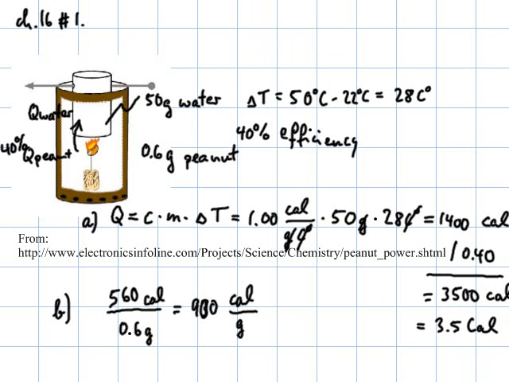Part B says, what is the food value in calories per gram. So what I'm going to do here is divide the number of calories, which is now the correct 3,500 calories, divided by 0.6 grams. And that comes out to around 5,800 calories per gram, or 5.8 food calories per gram. And now the problem is correct.